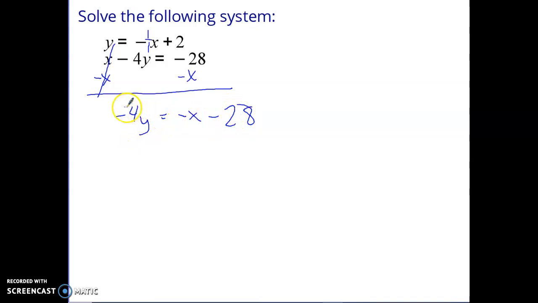Okay, I still don't have y by itself. I need to get rid of that -4. So I'm going to divide both sides by -4.